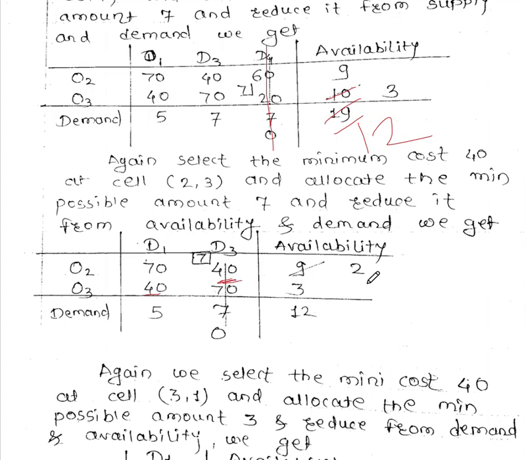we have to allocate the smallest element from availabilities as well as demand. If you observe, here is a 9, here is a 7. So we allocate 7 at the 40, then subtract from demand as well as availabilities. Here only 2 will remain, 9 minus 7, that is 2. So here the second column is satisfied.